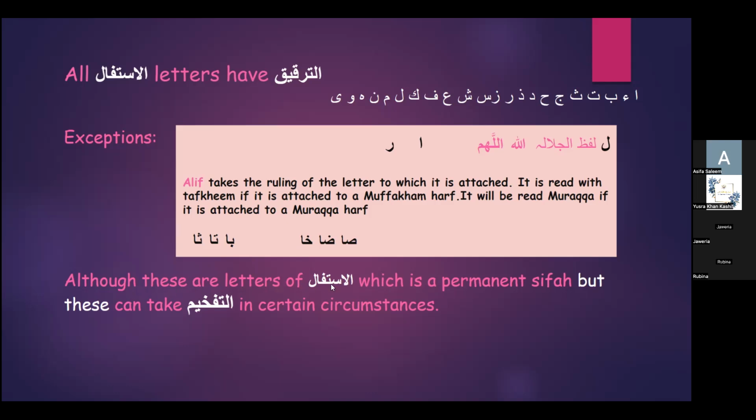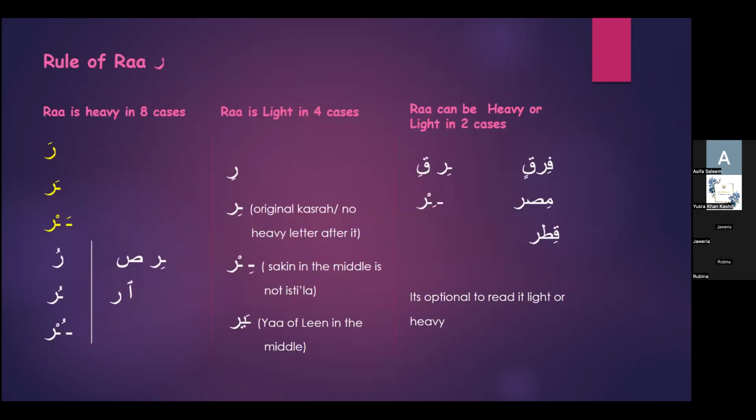Although these are the letters of istifal, which is a permanent sifa, these can take tarqeem in certain circumstances, and I explained how. So we've done lam in lafz al-jalala, Allah and Allahumma, and alif, as explained here. Now the letter ra. Ra with the fatha and the ra with the dhamma is mufakham, and with the kasra it is muraqqaq. Ra sakina has more rules.